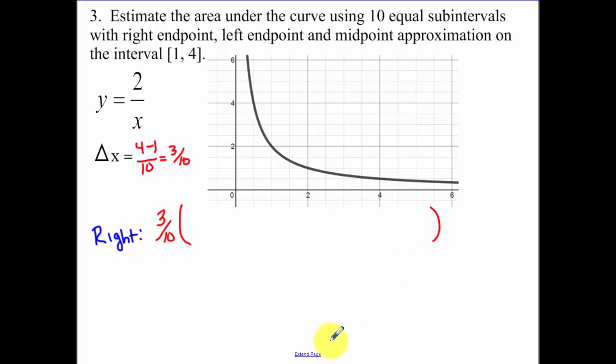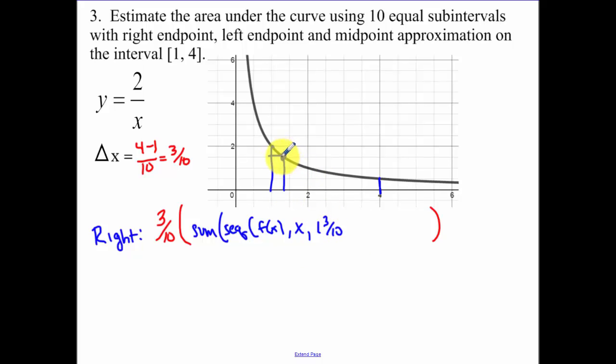Now, in our calculator, we have to calculate the sum sequence. I'm going from 1 to 4. So for right endpoint, you go to the right of your interval and draw your rectangle up. So your first function value is, so I'm doing a sum of a sequence. Now you plug in your function. You have to tell it the variable. Now this first number is the first number that you put in. So that's 1 3/10. Okay, that's the first one.